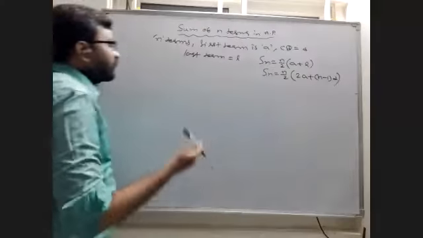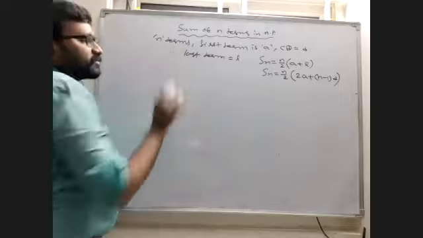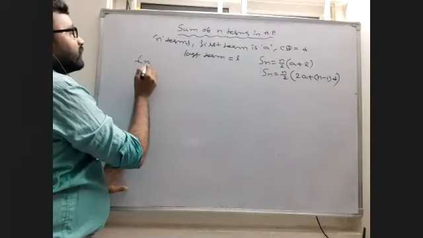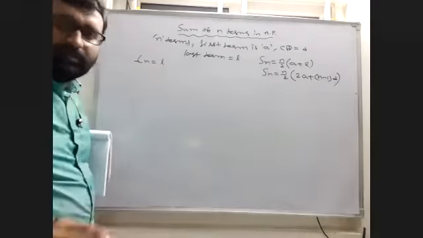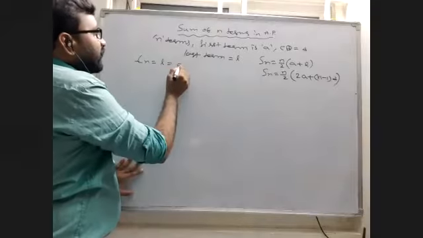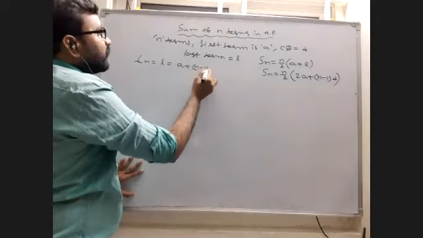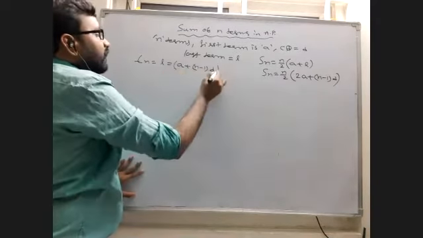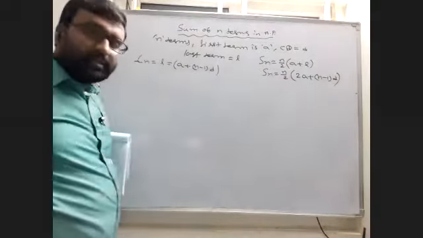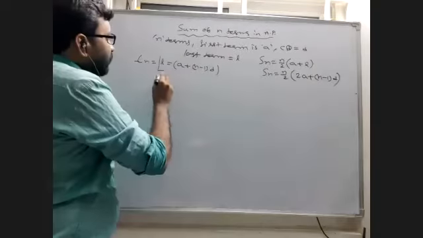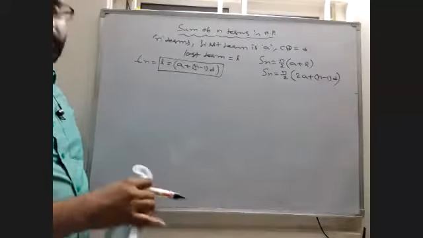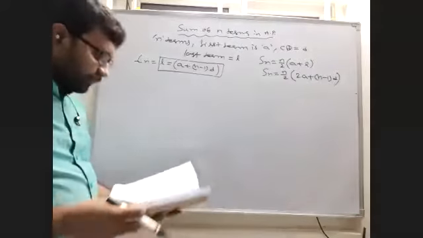See here. N terms we have, and the last term is L. So Tn is equal to L. But we have a formula for Tn: A plus (n minus 1) into D is the formula for the last term. So we can write L equal to A plus (n minus 1) into D, where A is the first term, D is the common difference, and n is the number of terms.